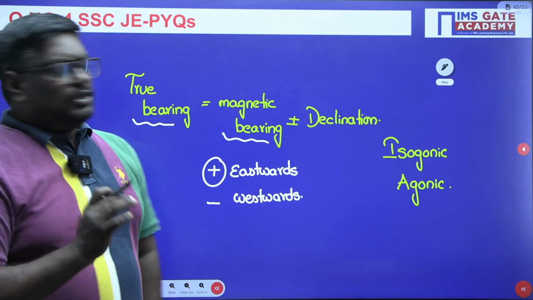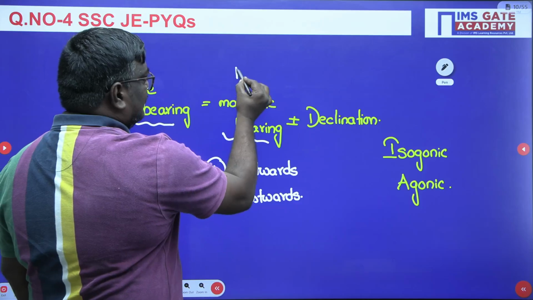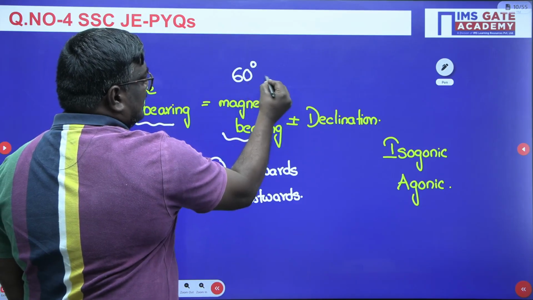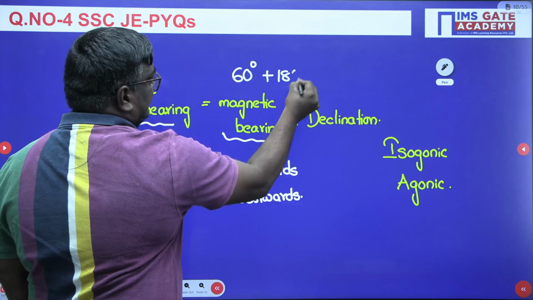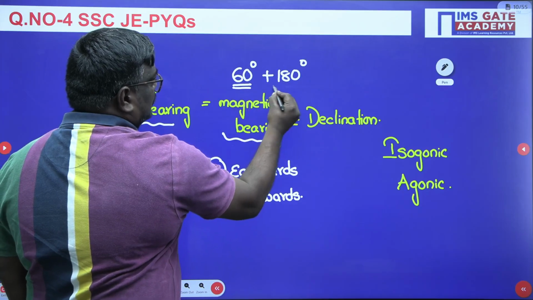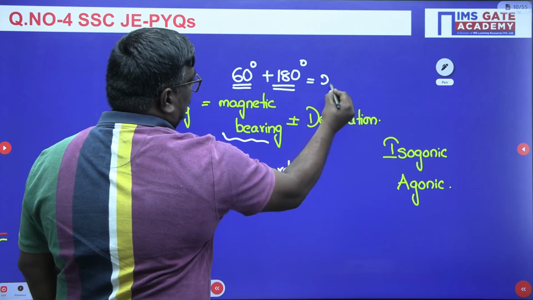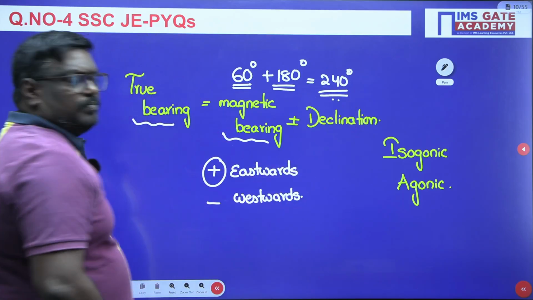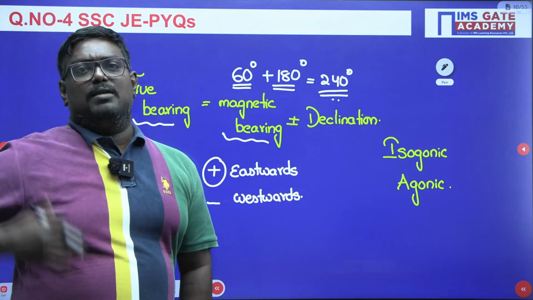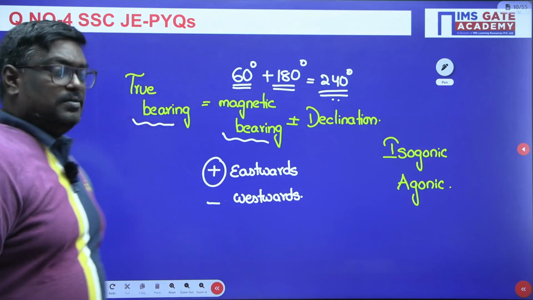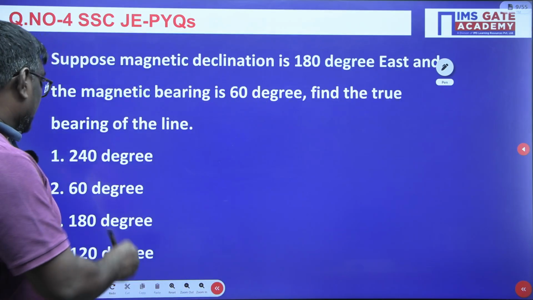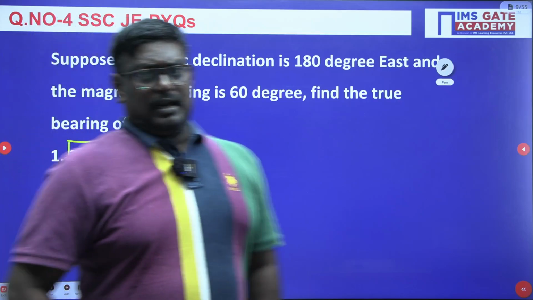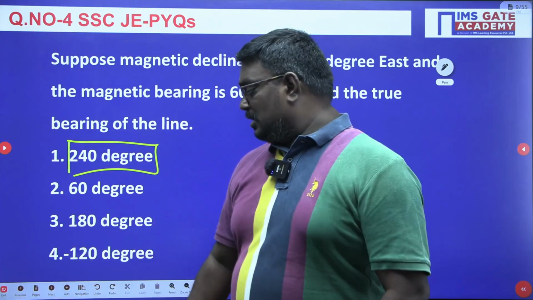Now, according to this problem, the magnetic bearing is given as 60 degrees and the declination was given as 180 degrees east. So, I have taken it as positive, and the total value will be equal to 240 degrees. I am giving you the concepts in and around the problem while solving it, so that you can solve more and more problems with these concepts. So, here the answer will be 240 degrees. Option 1 is the right answer. I hope you are clear with this solution.